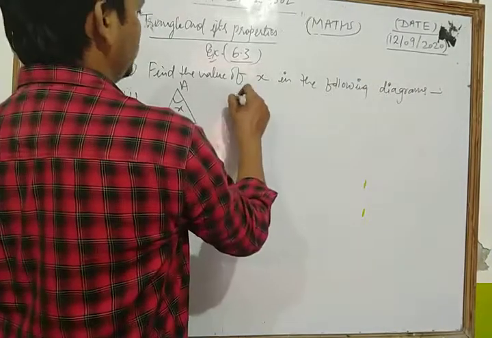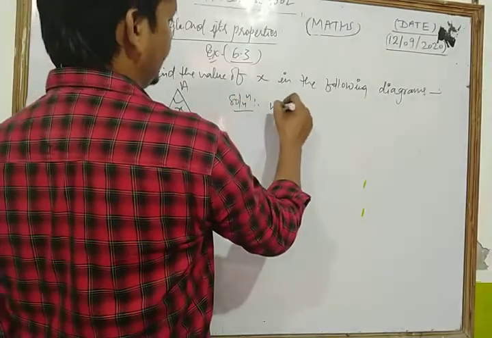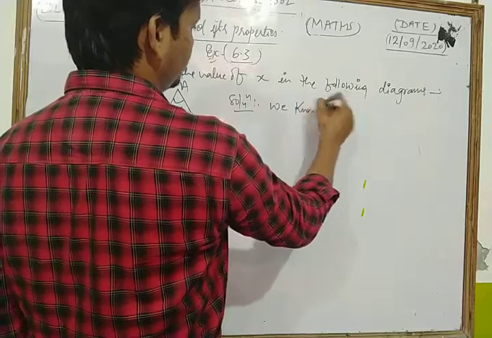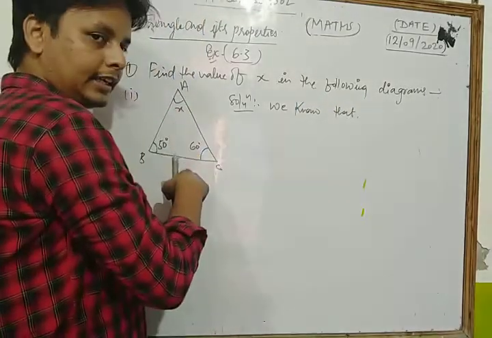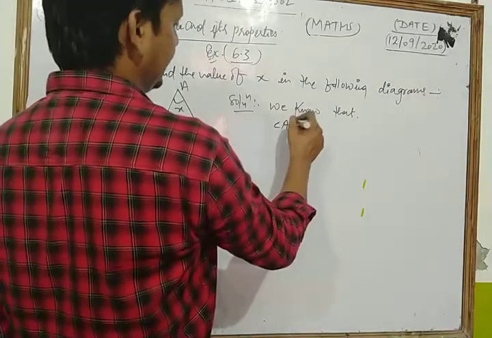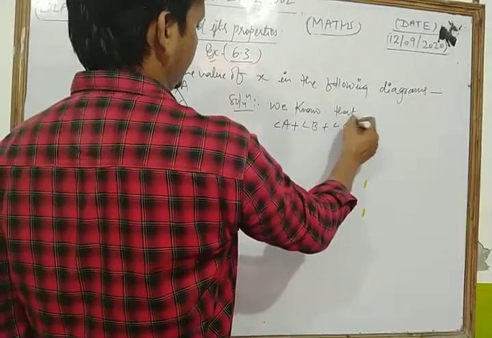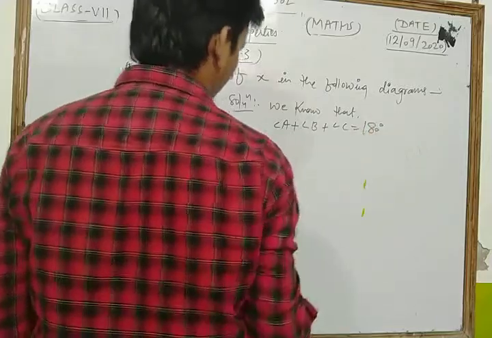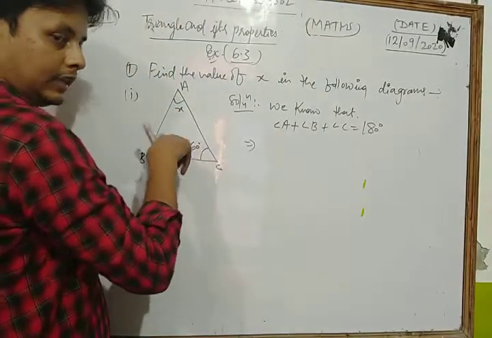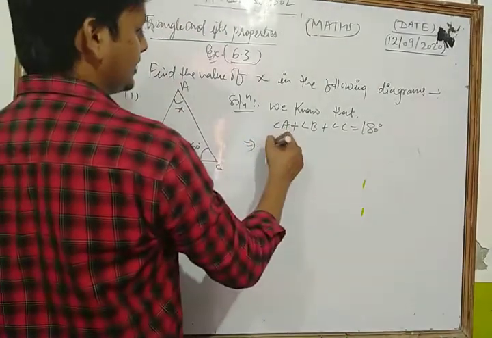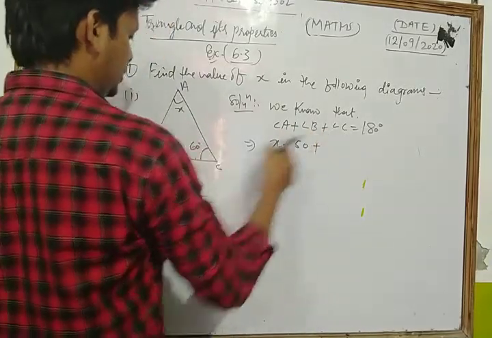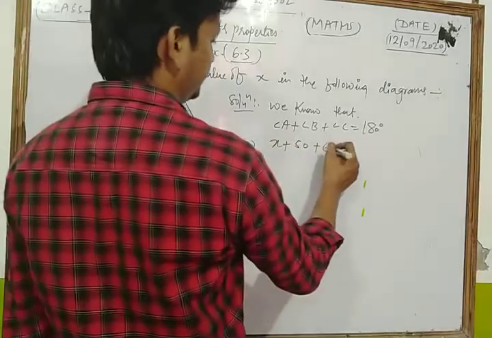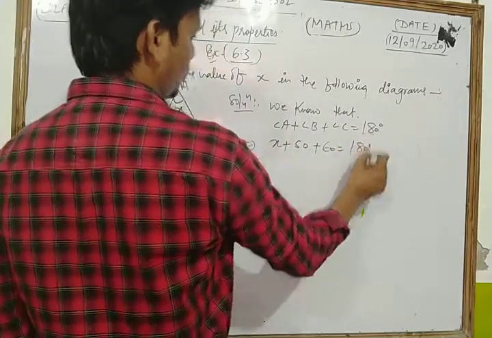Let's see its solution. Since we know that the sum of all interior angles of a triangle is 180, we know that angle A plus angle B plus angle C is equal to 180. So we put the value of each angle. Angle A is x, plus angle B is 50, angle C is 60, is equal to 180 degrees.